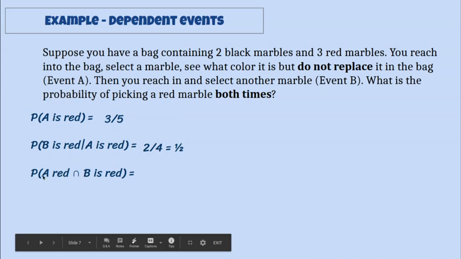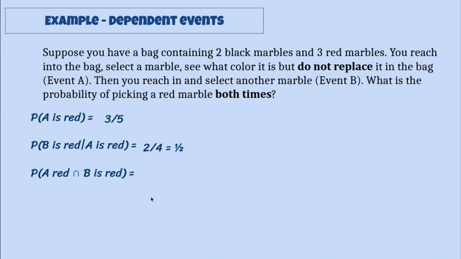So the probability that A is red and that B is red in a row, so 2 reds in a row, is going to be the probability of A times the probability of B conditioned upon A. So the probability that B is red, given A was already red and left out, is going to be 3/5 times 1/2, which ends up being 3/10.